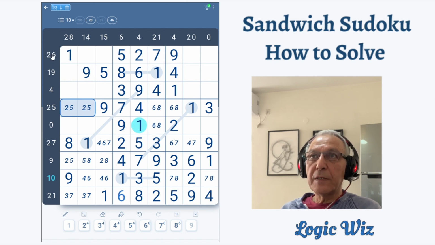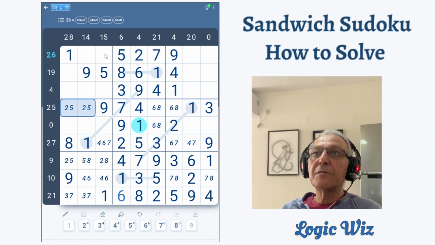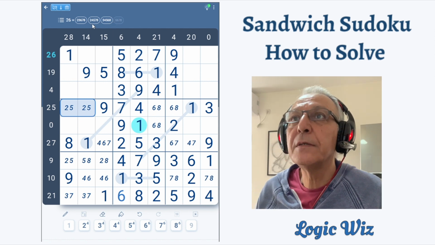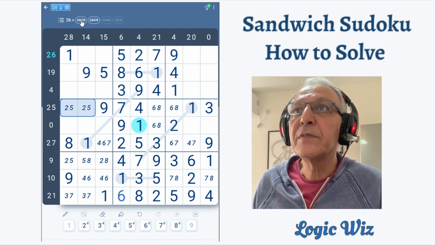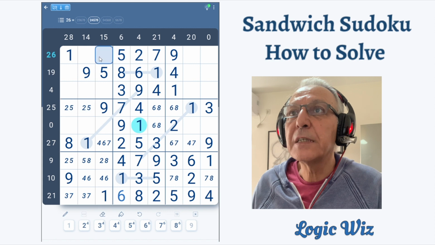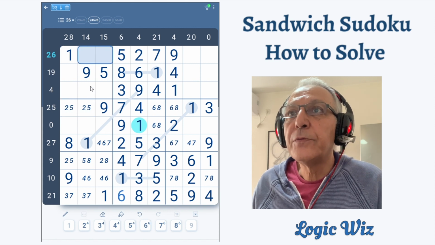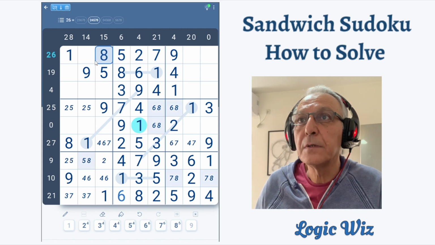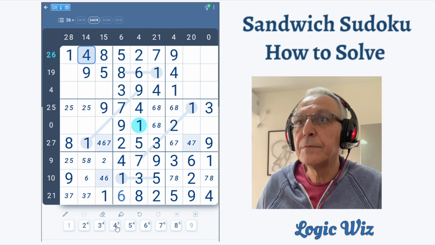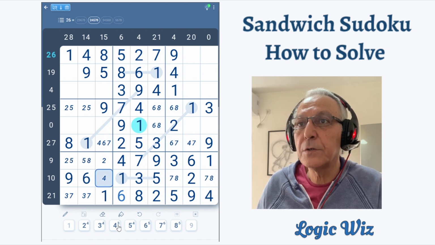Okay, let's look at the sum of 26 here. It has to be 5 digits and has to include 2, 5, and 7. So it does not include 2, 5, and 7. It leaves us here with 4 and 8. 8 cannot be here. Therefore, this one is an 8. This one is a 4. Now we know that this one is a 6. This one is a 4. This one must be 2.